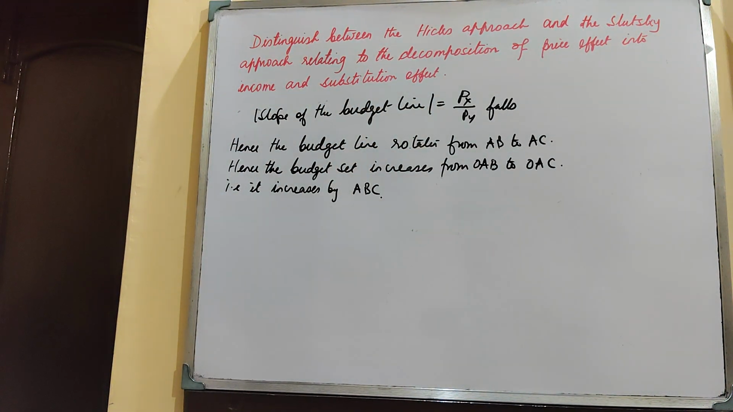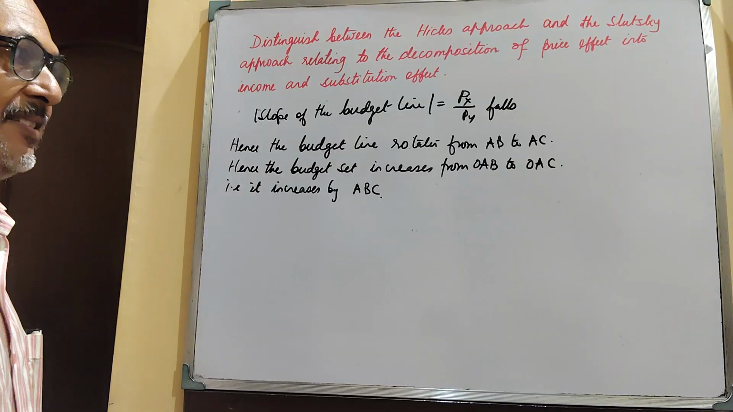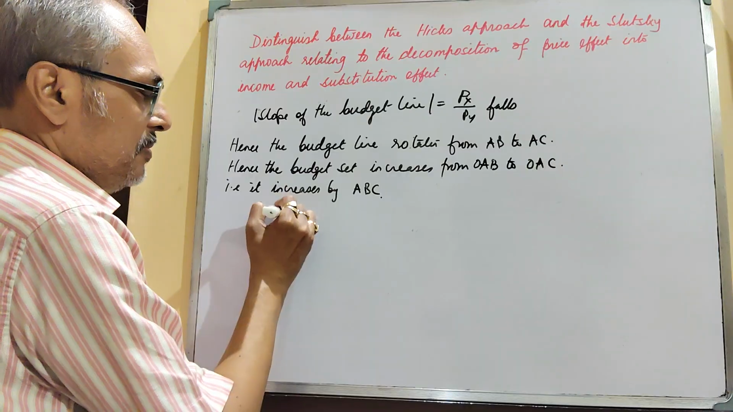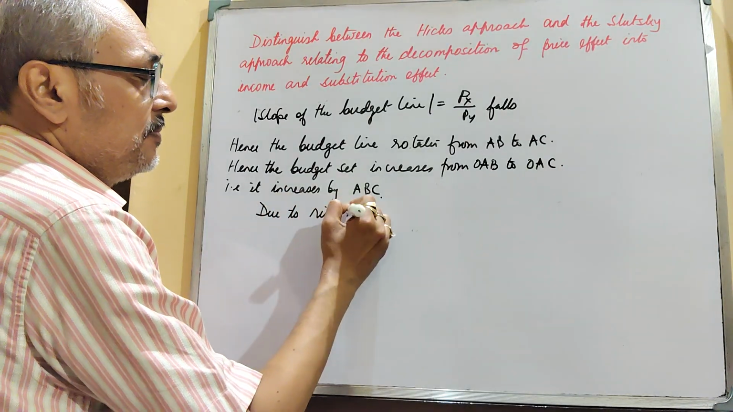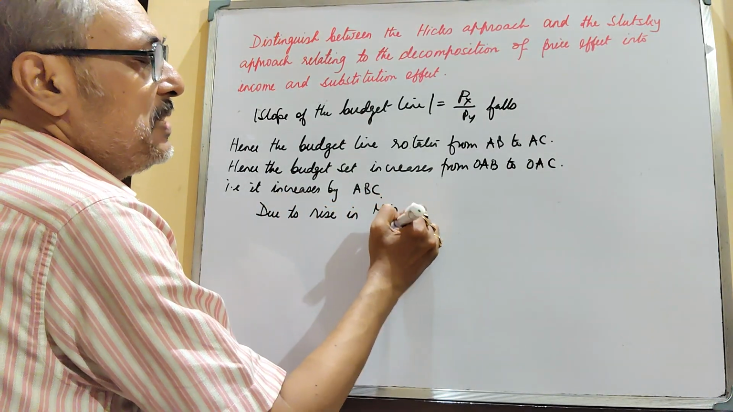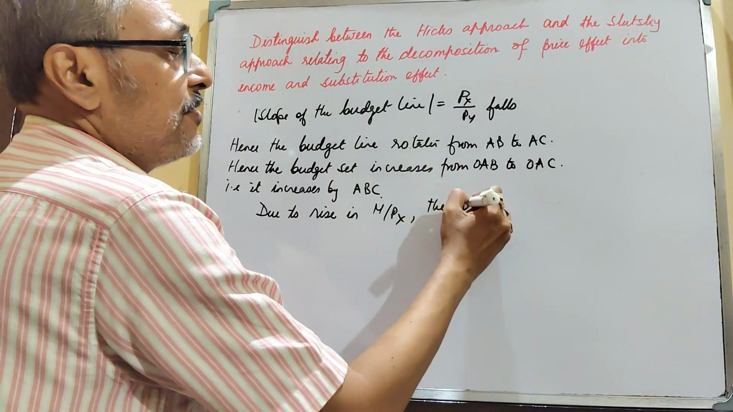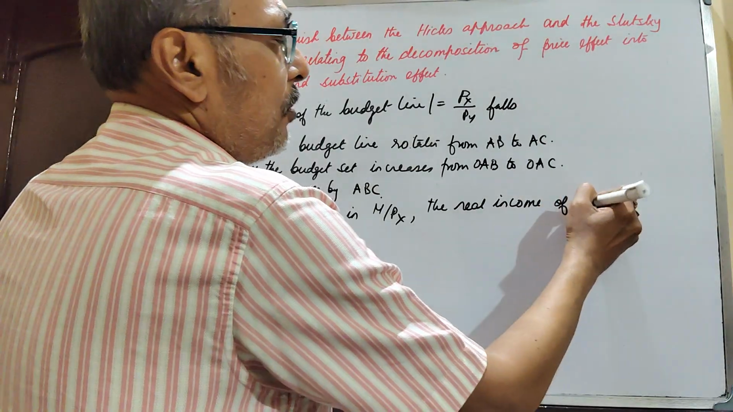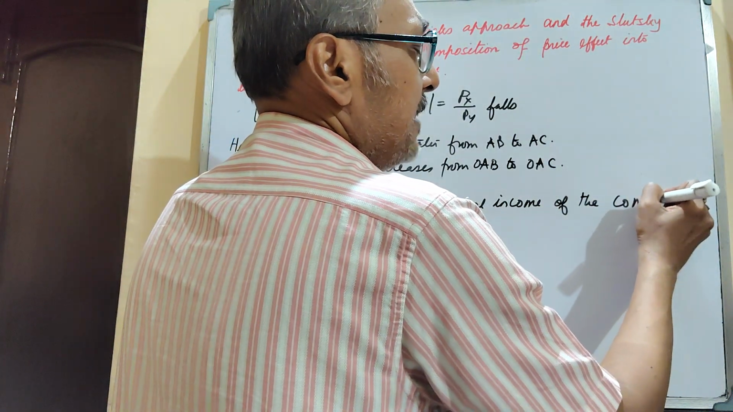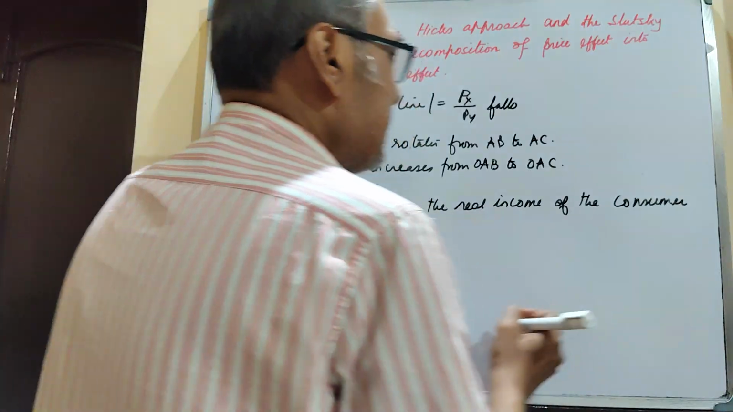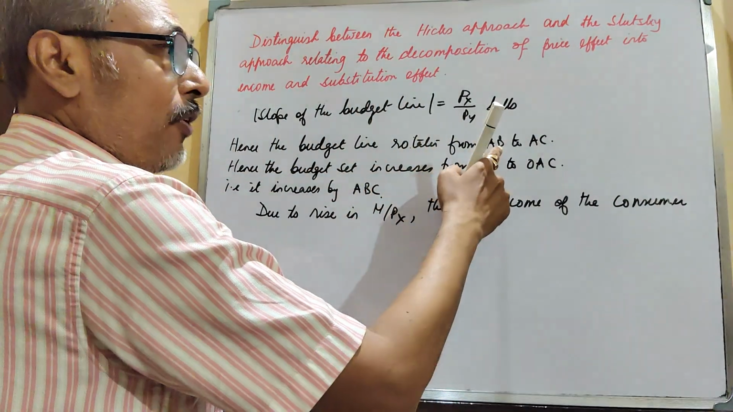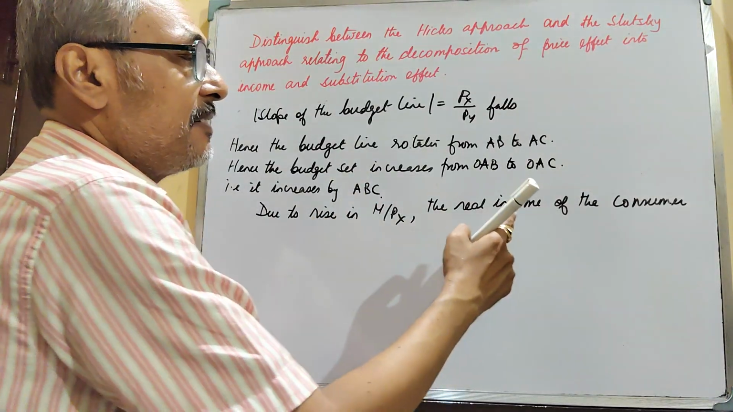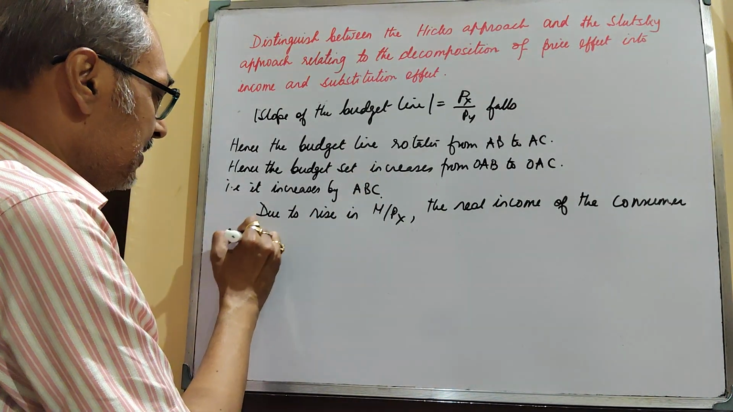Now, due to the rise in the budget set, the real income of the consumer rises. Due to rising M by Px, the real income of the consumer rises. The budget line rotates from AB to AC. The budget set increases by ABC. The real income of the consumer rises.